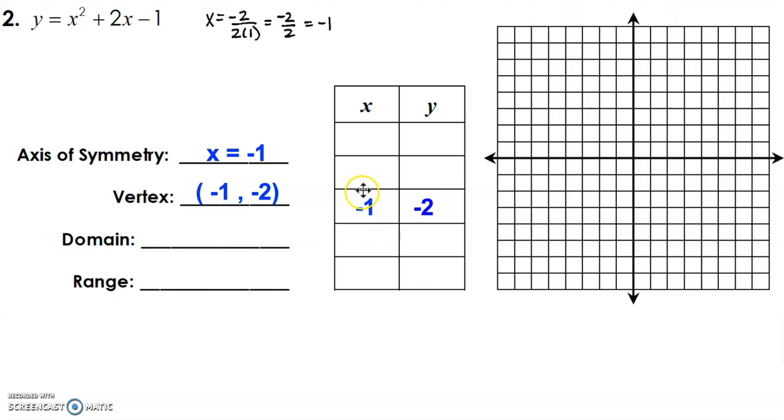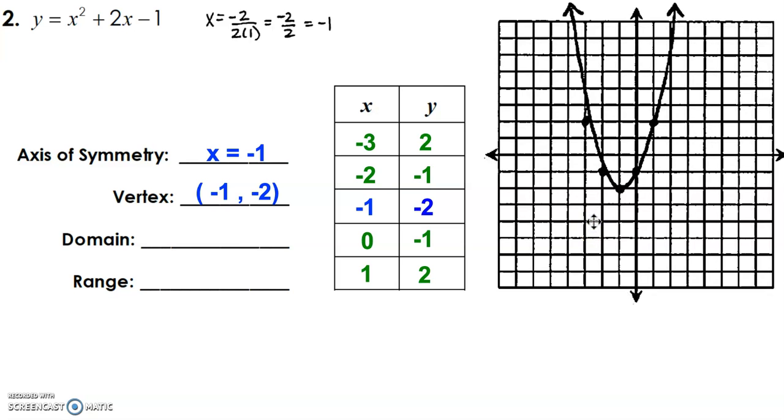All right, I need points on either side of negative 1, so the next values less than negative 1 are negative 2, and then negative 3. On the other side, we have 0 and 1. When I plug in negative 3, I get a positive 2 back. When I plug in negative 2, I get a negative 1. When I plug in 0, I get negative 1. When I plug in 1, I get 2.